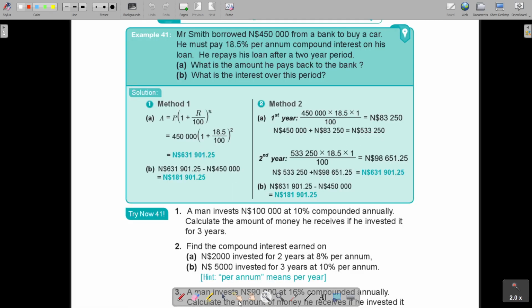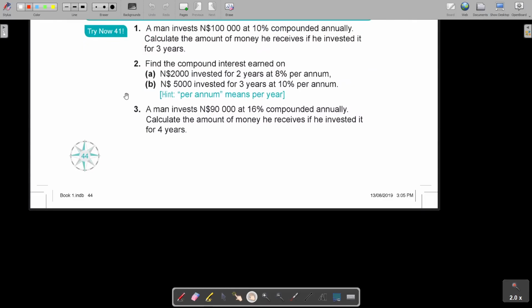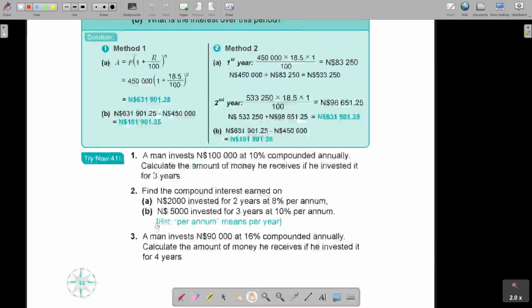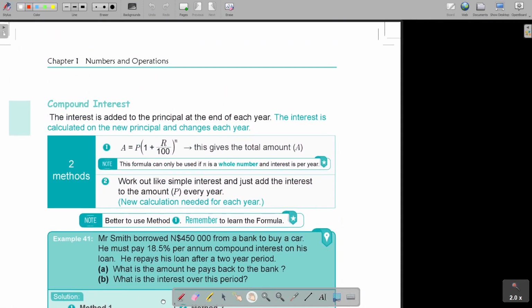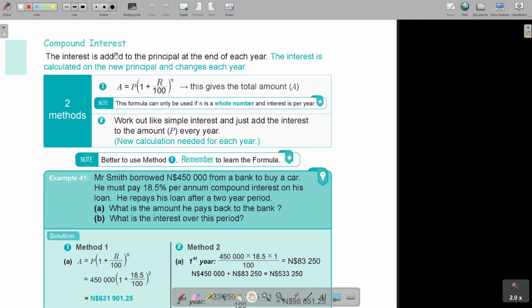Okay, so here I show you where it is in the textbook. It's on page 44. It's still in the first chapter, numbers and operation, and it's compound interest. And there is the formula that you must just memorize. Otherwise, you work out like simple interest and just add the interest to the amount every year. So every calculation is needed for each year. So I prefer the formula, but if it comes to the exam and you forgot that formula, then this will also work.